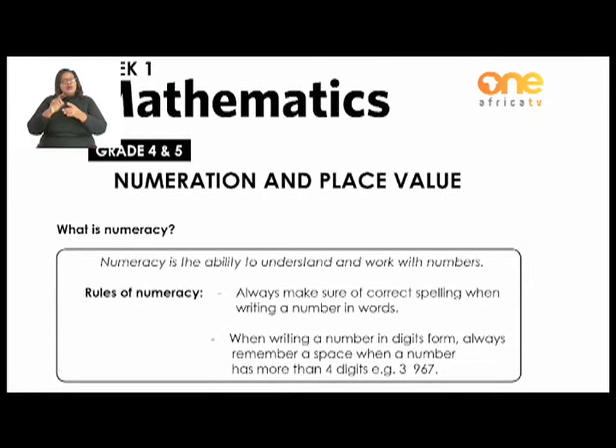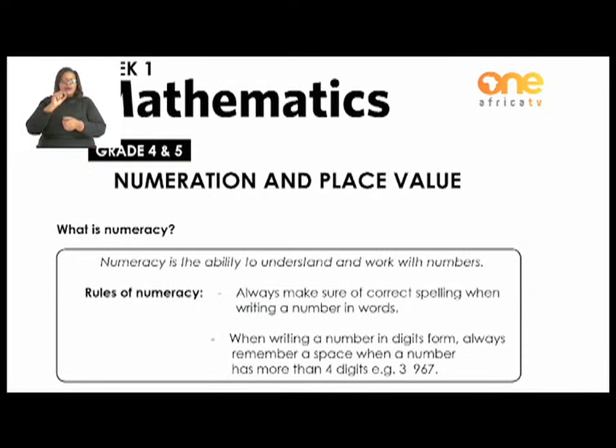Now remember, when we work with numbers, they can give us numbers in digit form and they can also give us numbers in words. Now whenever they give me a number in the form of a digit and they want me to write it in words, there's one rule which I should always make sure of, and that is correct spelling. Because it's very important that we spell the number correctly whenever we write it in words.